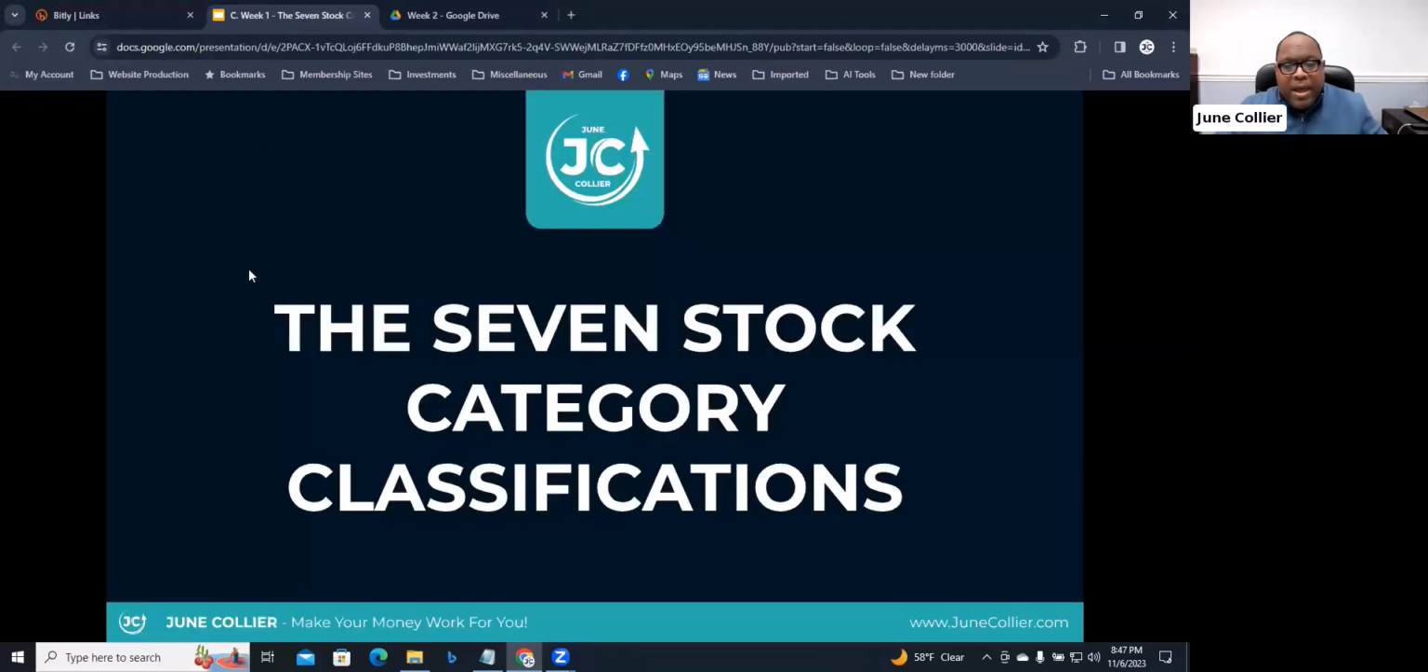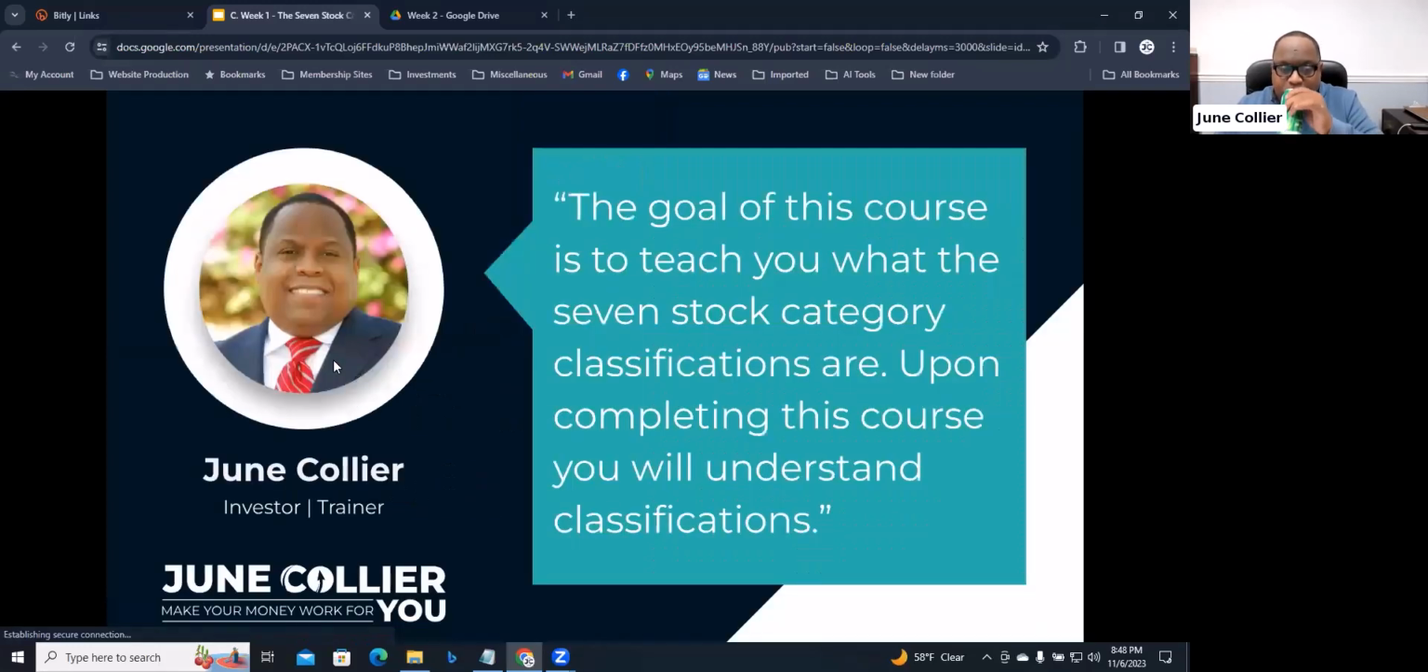And let's talk about the 7 stock category classifications. So this is very important because this is going to help you determine what stocks that you might be interested in buying based on your personal situation, based on the economy, and a lot of other different things. So there are great times to buy a stock, and then there are bad times to buy certain stocks. And we're going to put these stocks in different category classifications.